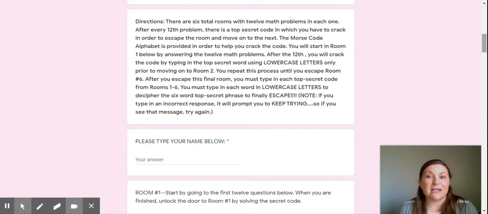You must do this before you can move to the next room. You repeat the process until you escape room number 6. After you escape the final room, you must type in each top secret code from rooms 1 through 6. You must type in each word in lowercase letters to decipher the 6-word top secret code to finally escape. And just remember, if you type in something incorrect, it's going to tell you to keep trying.